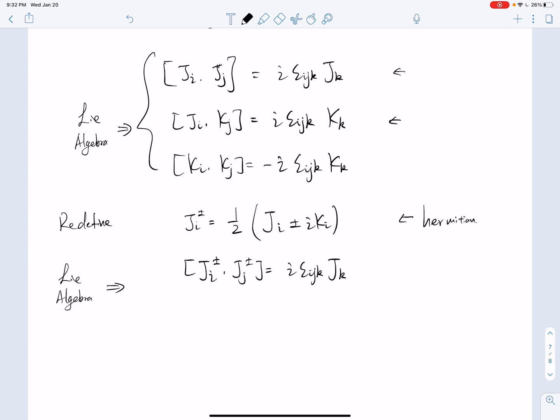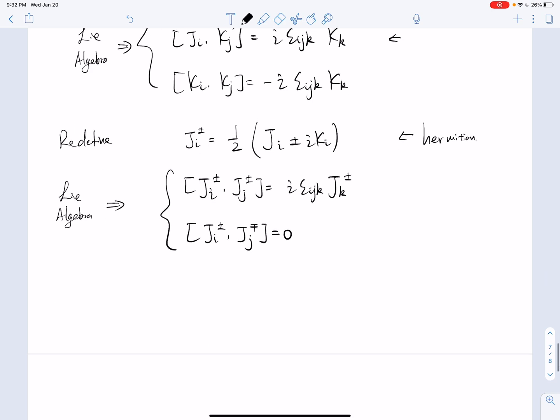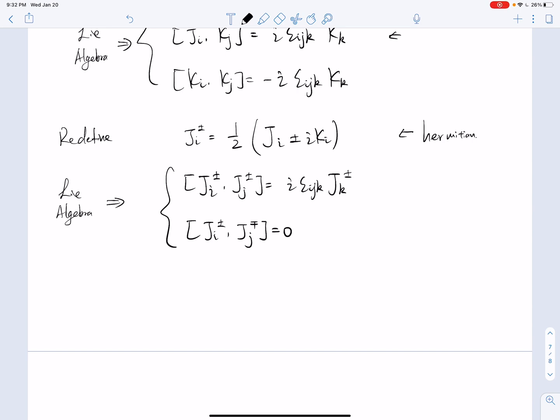J_k plus or minus, J_j minus plus is 0. Now this looks very interesting. So the first equation is the Lie algebra of SU(2). This is equivalent to the integer or half-integer spin in fundamental quantum mechanics. And both J plus and J minus follow this Lie algebra.